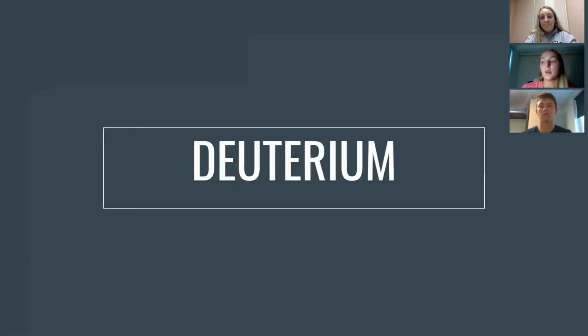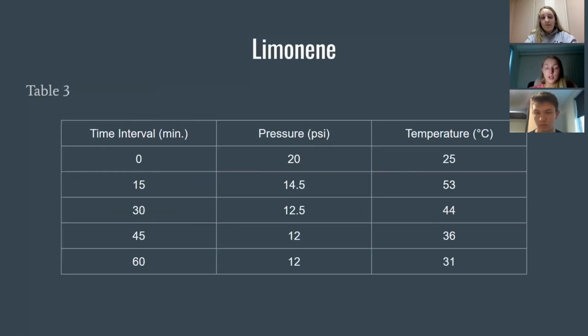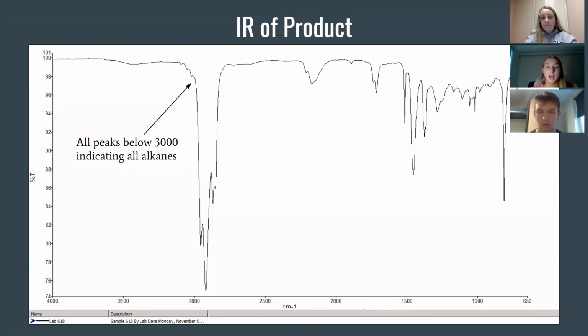So for the first part of the experiment, we were using hydrogen gas trying to break the double bonds, but at the tail end of our time doing research, we wanted to experiment with deuterium, which is essentially a hydrogen with an extra neutron. The results showed roughly the same trend of a decrease in pressure, increase in temperature, and then that slight decrease at the end there. And the IR had the same thing that we anticipated of all peaks below 3,000 afterward, indicating all saturated alkanes, all the double bonds were broken, which is what we wanted.